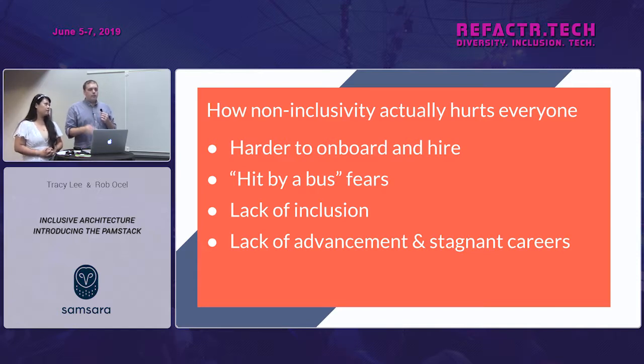When you rely on individual excellence, then suddenly your team starts having those hit by a bus fears. You have those people on your team that you're like, we can't possibly lose that person, it would take way too long. Nobody knows the system like that person knows the system.